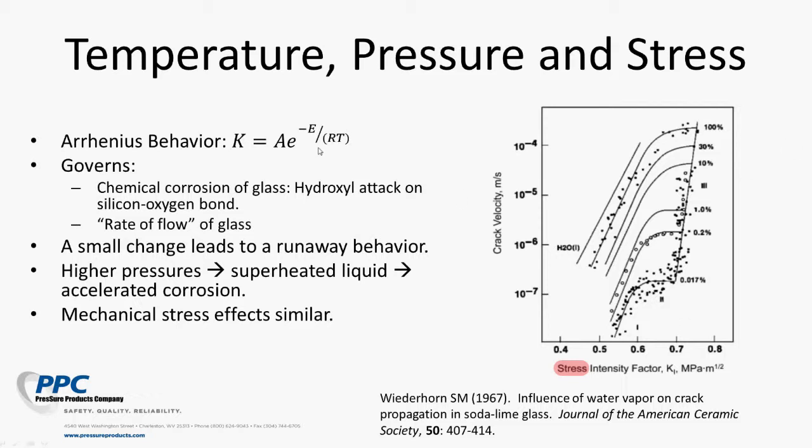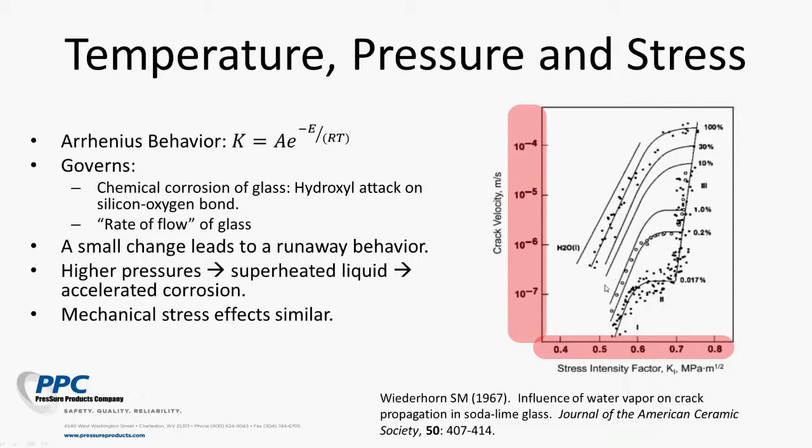This is the result of how water vapor causes stress cracks to grow. Note the scales. The scale here on the x-axis is a linear scale, whereas here you have a logarithmic scale, precisely because we have an exponential right here. So if you have a relatively small increase in the stress intensity factor, for example, from 0.5 to 0.6, you have reaction rate increases or crack velocity increases by a factor of 100.